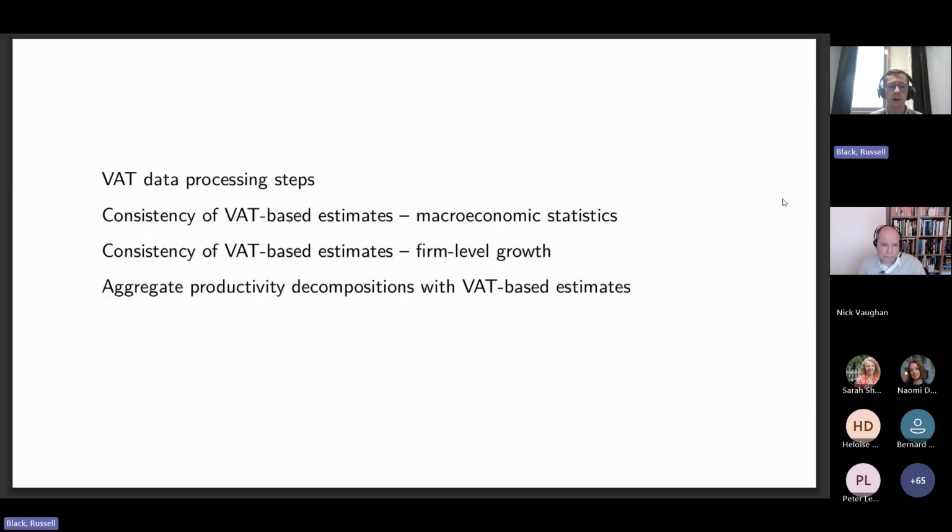So I'll talk through what the VAT data looks like and what I've done to it. I'll talk through how the VAT data compares with our existing data, and then a bit more unpacking of how the aggregate productivity growth looks different over time using the VAT data tracking firms over time.